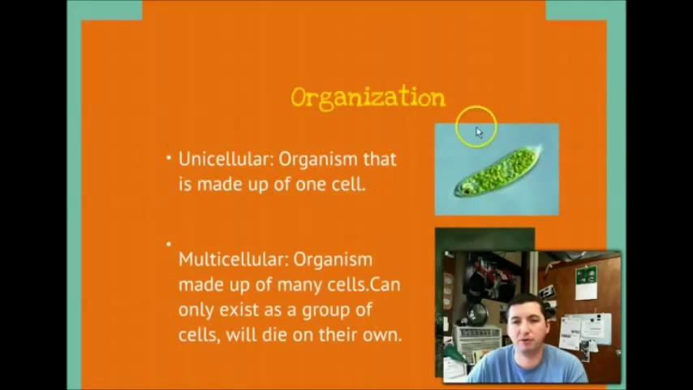So over here we have a little euglena. All right, and this little guy is made up of one cell and one cell only. Now, if we look down here at our little prairie dogs, they're multicellular organisms because multi literally means many, all right? So multicellular organism is made up of many cells, okay? And they can't exist without all the cells working together.